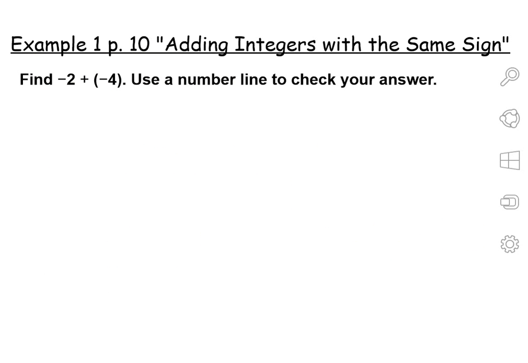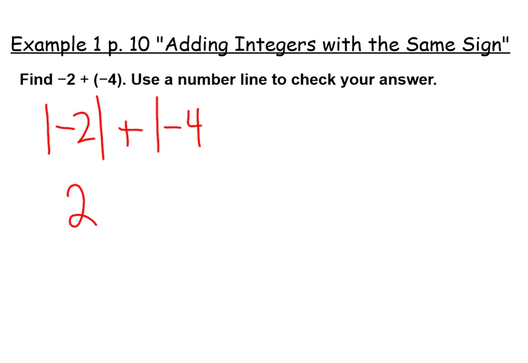So for example 1, this is one example of how to add integers with the same sign. We need to find negative 2 plus negative 4, and then we're going to use a number line to check our answer. Well, the directions from our key ideas said that we need to add the absolute value. So let's look at negative 2. The absolute value of negative 2 is 2. And the absolute value of negative 4 is 4. When we add those together, we get 6.